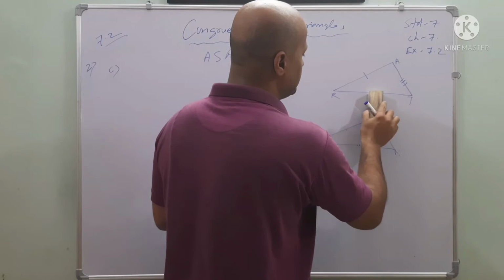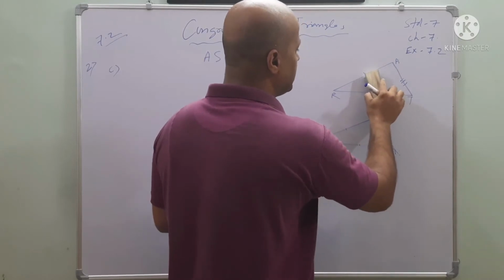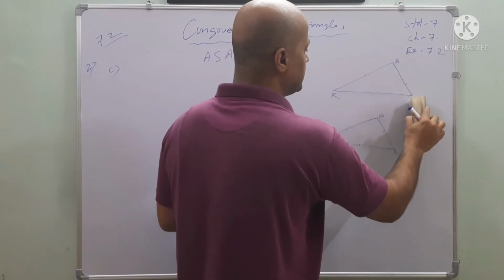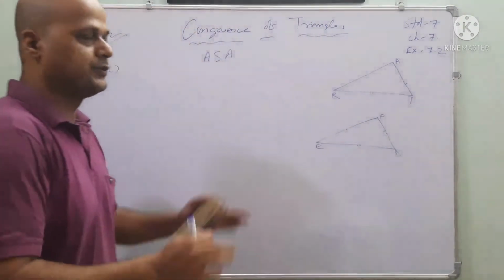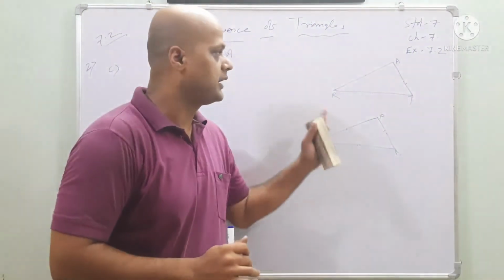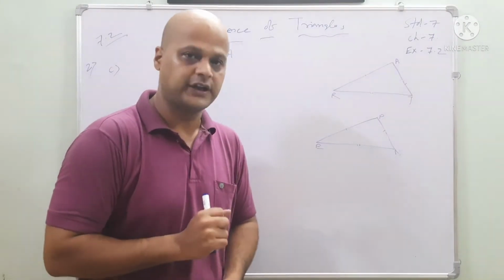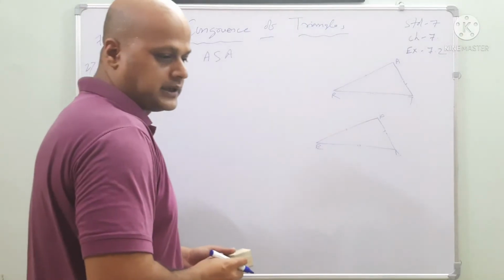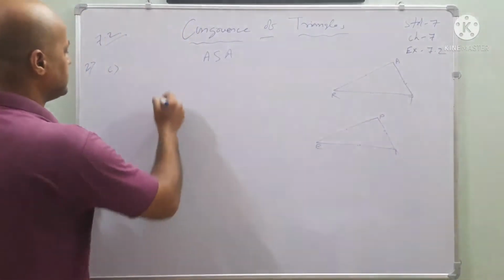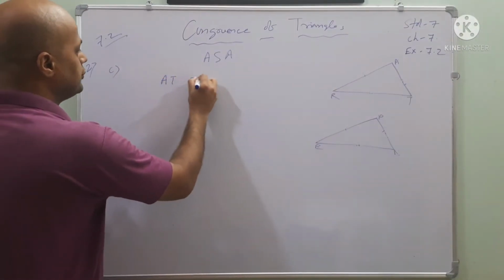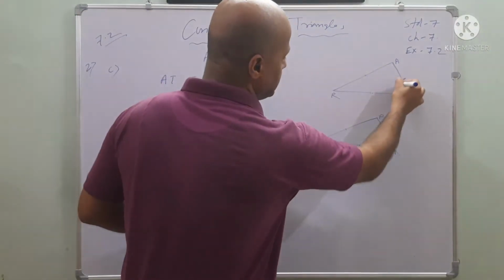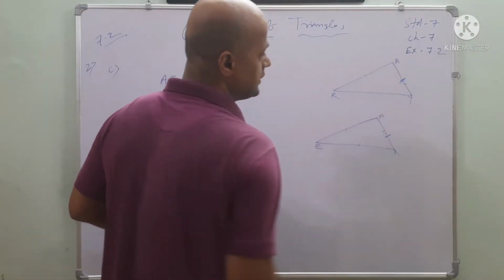Okay? So you have to draw another figure. Draw another figure and do it. Okay? Because I'm just saving my time. That's why I'm using the single figures. Single time drawing. Okay? It's saying that given that AT is equal to PN. AT is equal to PN, already it is given. Means which one? AT is equal to PN.